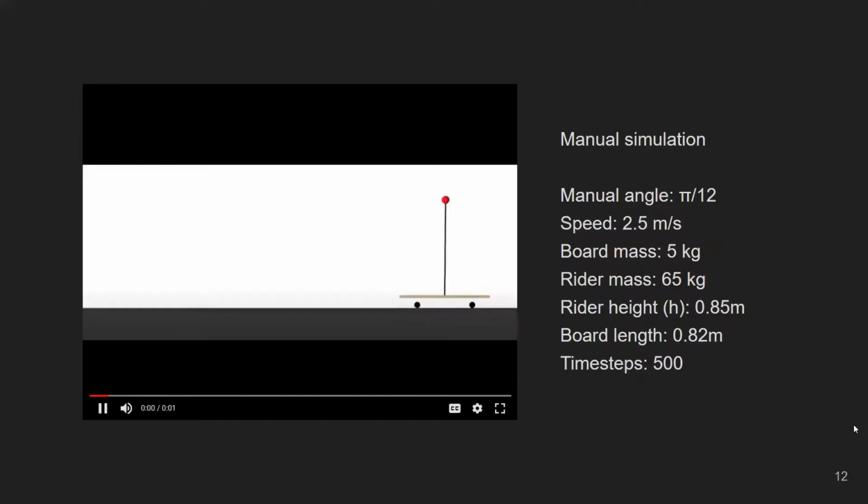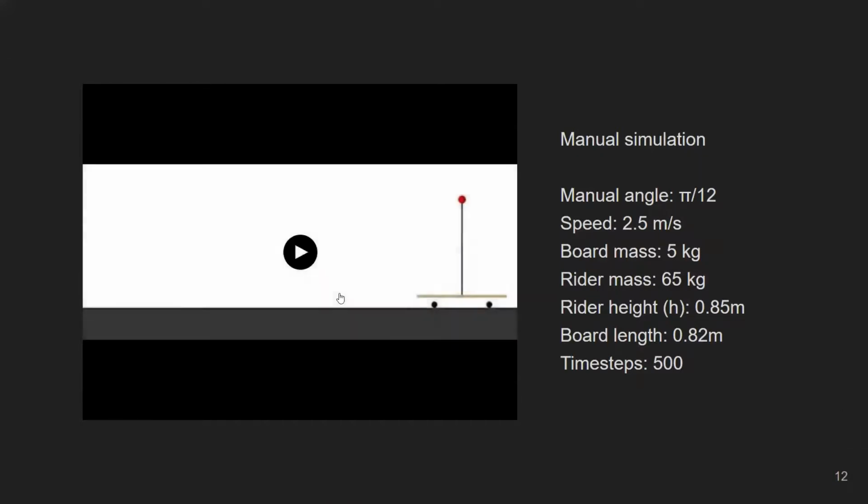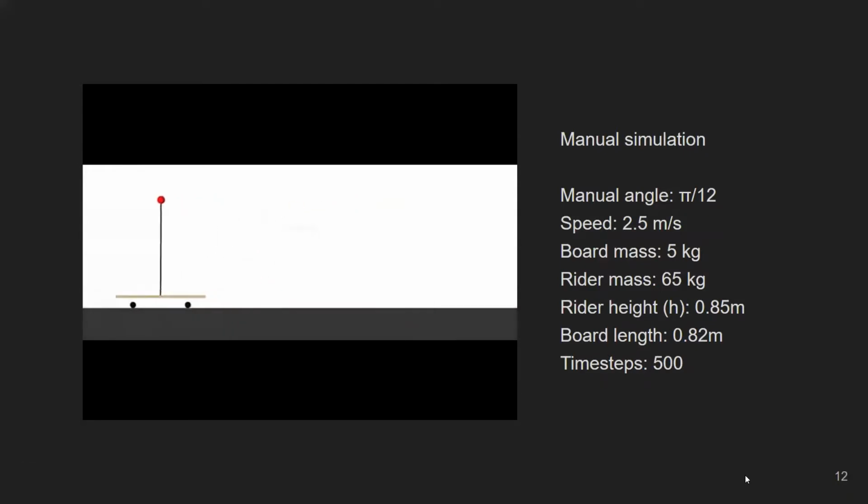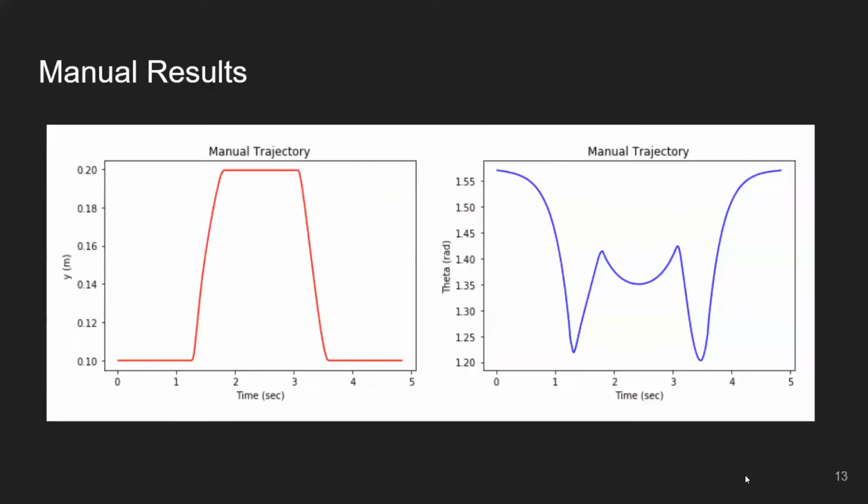Here you can see that the board continues to move forward while its angle remains relatively consistent. The resulting trajectory confirms this. The control angle holds the rider's center of mass at a nearly stable angle, holding the board tilted up at a constant angle during the middle of the trick.